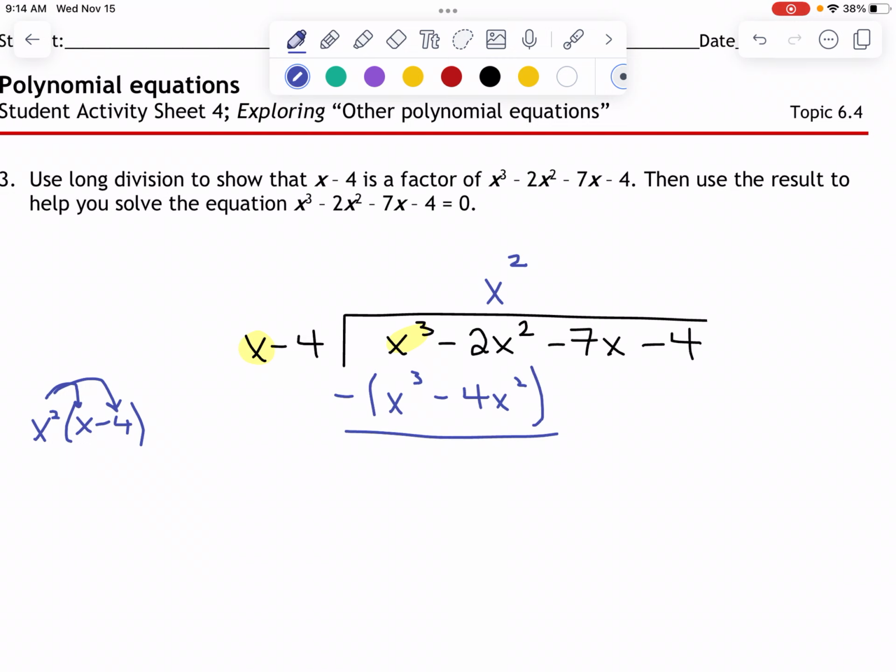Okay, I'm going to subtract that. I know that x cubed minus x cubed gives me 0. A negative 2x squared minus a negative 4x squared, I know that minus a negative is like plus a positive, so I get a positive 2x squared. And I'll bring down my other terms.